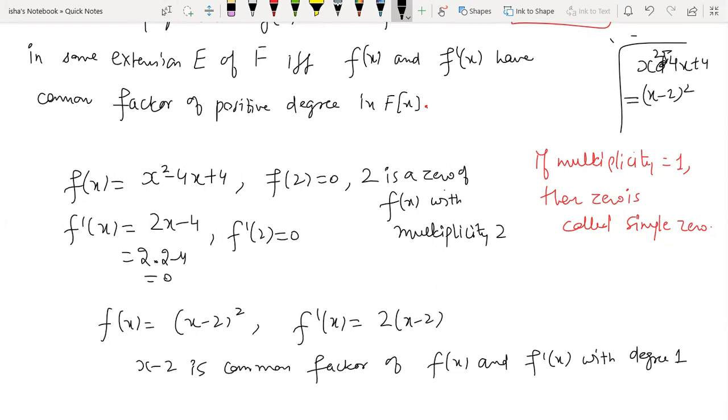Right, so we are not going to do the proof of it, although the proof is trivial, but didn't find much relevance. It is just going to be used in the examples to determine if a given polynomial is going to have multiple zeros or not.